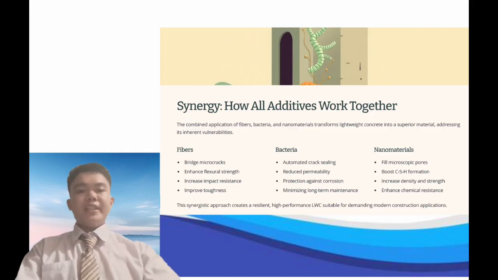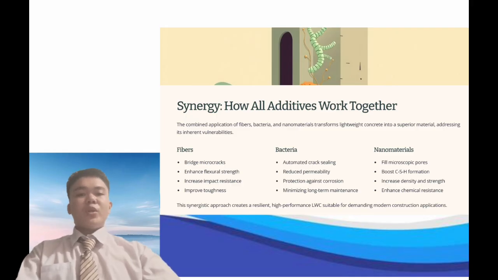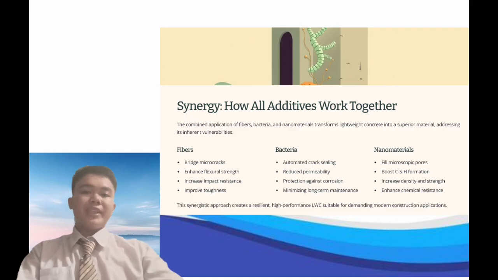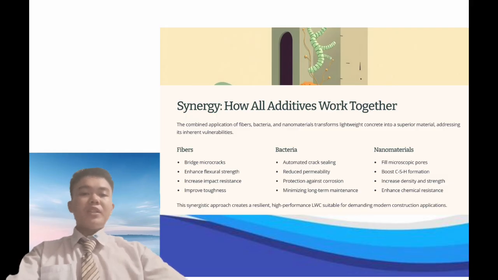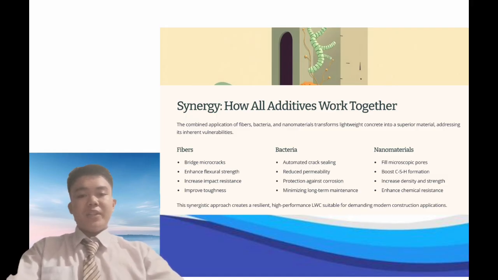Bacteria used in self-healing concrete provide a unique advantage. When cracks form and water enters, bacterial spores activate and produce calcium carbonate, sealing cracks automatically. This biological repair mechanism reduces permeability, protects steel reinforcement from corrosion, and minimizes long-term maintenance. For lightweight concrete, which is more vulnerable to cracking due to its porous structure, this self-healing ability greatly improves durability.